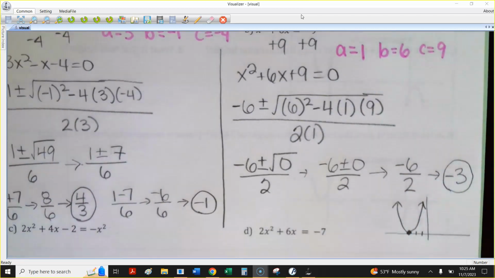If we were to have graphed this last one, this quadratic would cross in 2 places. This would just touch in 1 place. So that's why I only have one answer there.